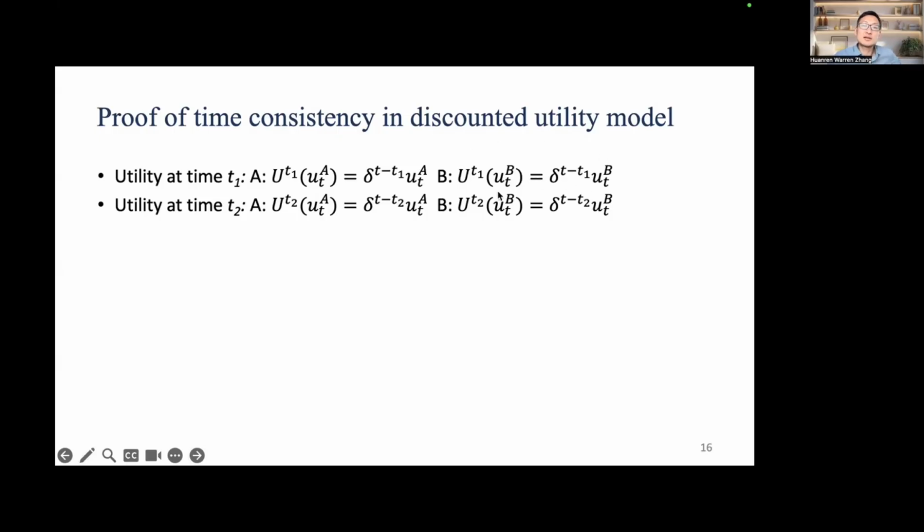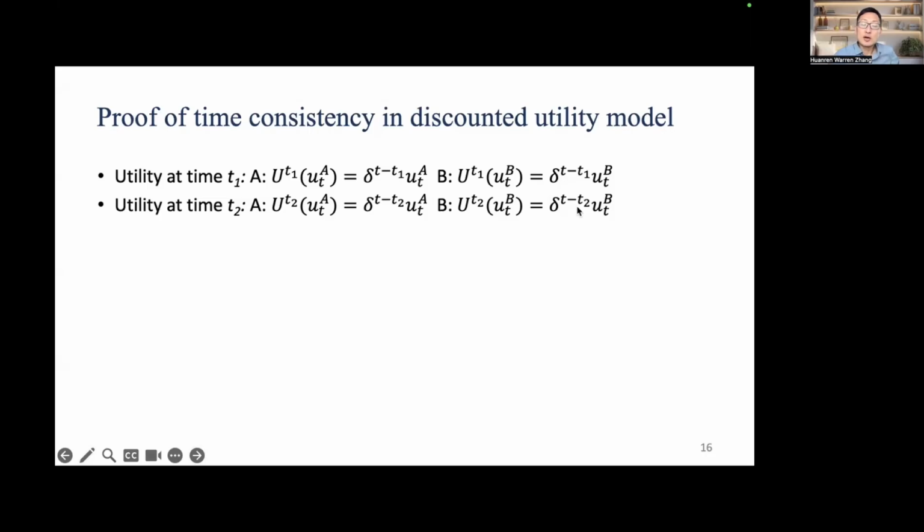And similarly, this is the discounted utility for B experienced at time T1. And then let's look at another time point T2. So for option A, the future utility UTA experienced at time T2 is expressed here, and similarly for option B, UTB, the corresponding utility experienced at time point 2 is expressed here. And it should always be discounted by the discount factor, the time difference.